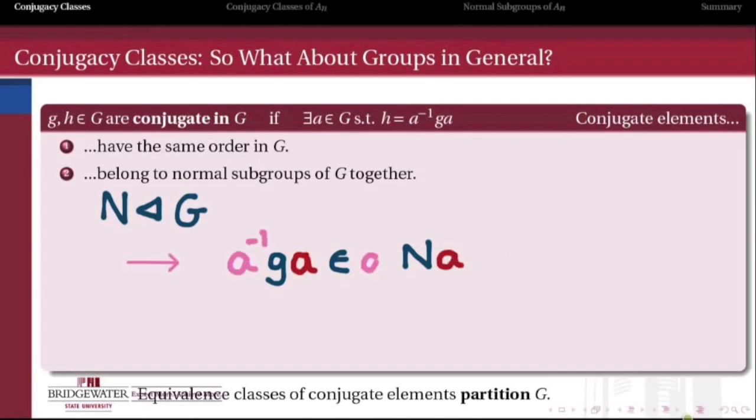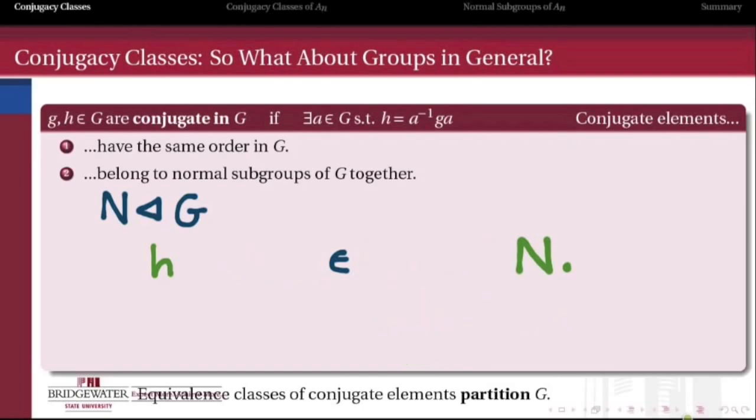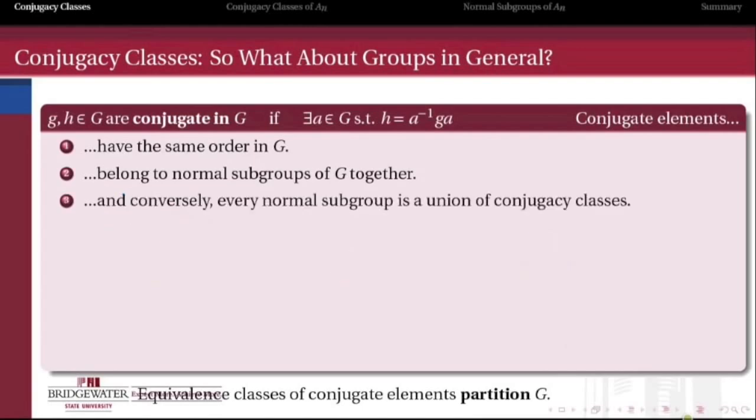Then what about H? Well, if I multiply on the right by A and on the left by A inverse in this expression, then I find out that H, which is what I get on the left-hand side, belongs to the purportedly coset A inverse NA. But because N is a normal subgroup by assumption, A inverse NA, for an element A in the group G, is equal to N itself. Therefore, reading from the far left to the far right of this expression, indeed H belongs to N. So conjugate elements belong to normal subgroups together. That's a very important property for us.